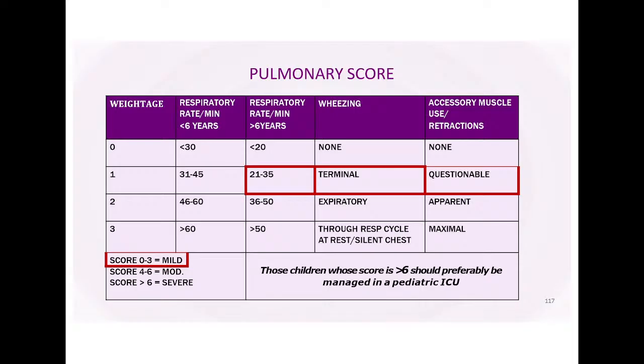All children with a score of more than 6 should be managed in the pediatric ICU. This is important for the ICU admission cutoff. A score of 0 to 3 is mild exacerbation, a score of 4 to 6 is moderate exacerbation, and a score of more than 6 is severe exacerbation. This will come as a separate question in your exam: management of acute severe asthma or acute severe exacerbation, or how you will classify asthma exacerbation. So this is the classification of asthma exacerbation: mild, moderate or severe.